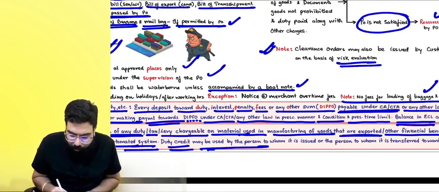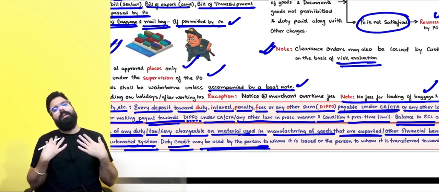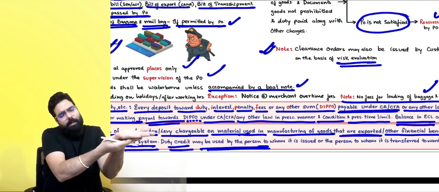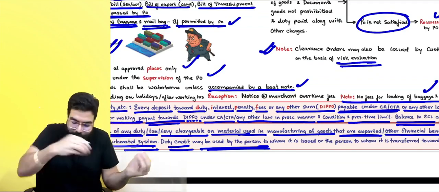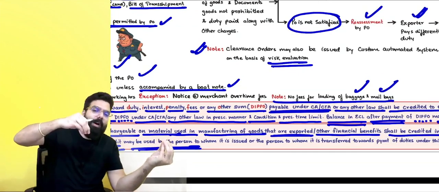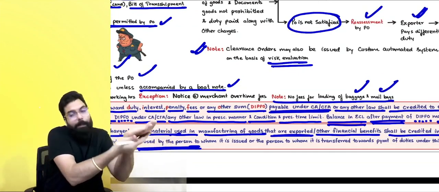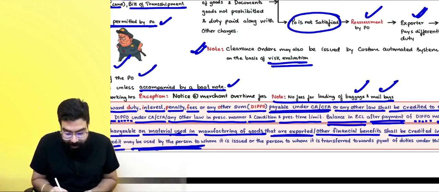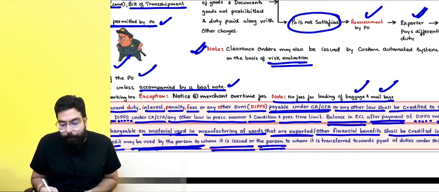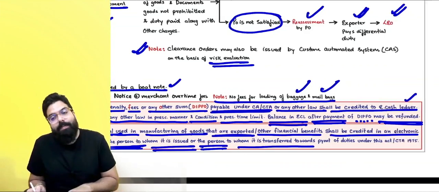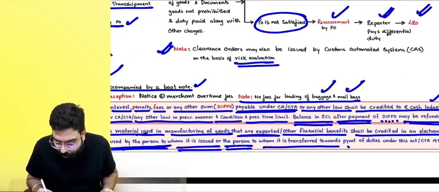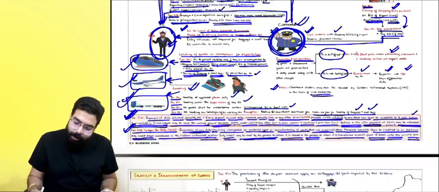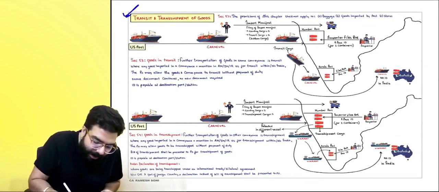Duty credit may be used by the person. If government has gone ahead and given me duty credit in my credit ledger, I can go ahead and use it to make that payment of my duty, or I can also go ahead and transfer it to someone who can go ahead and use it towards the payment of his duties. It says duty credit may be used by the person to whom it is issued or to the person to whom it is transferred, and you can use it towards the payment of your duties under this act or the Custom Tariff Act. The next one over here is transit and transshipment.